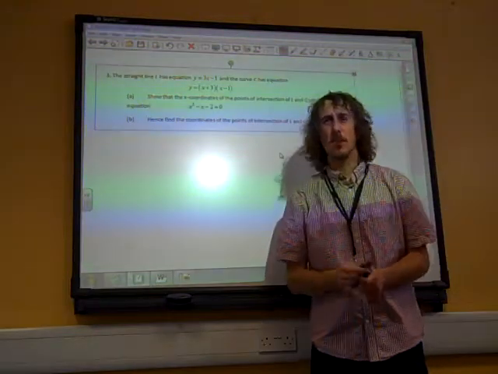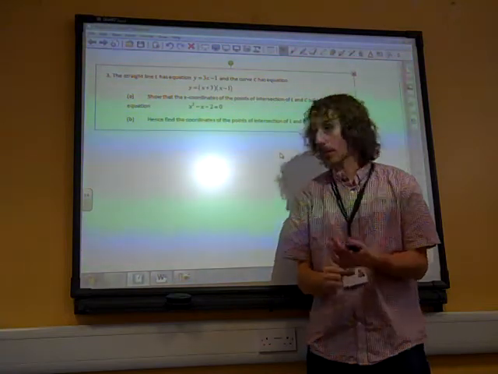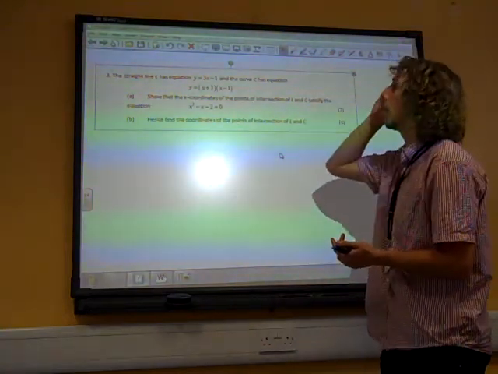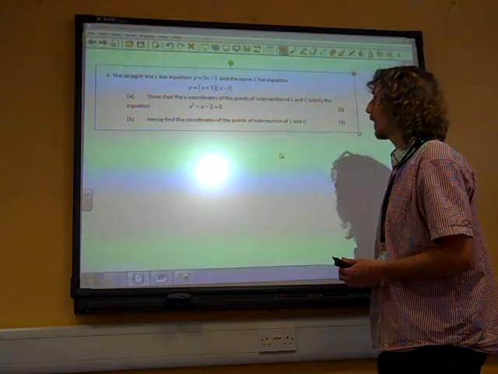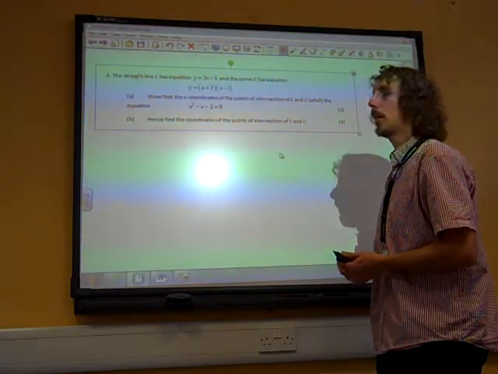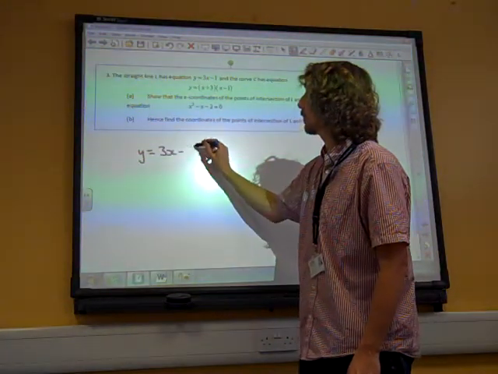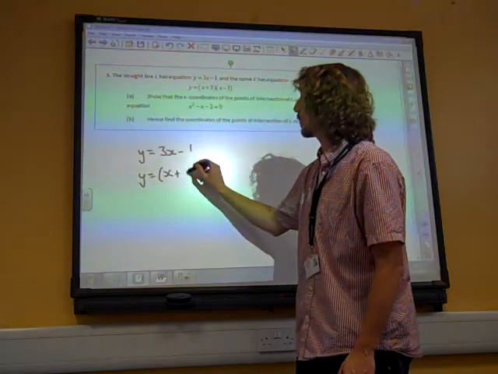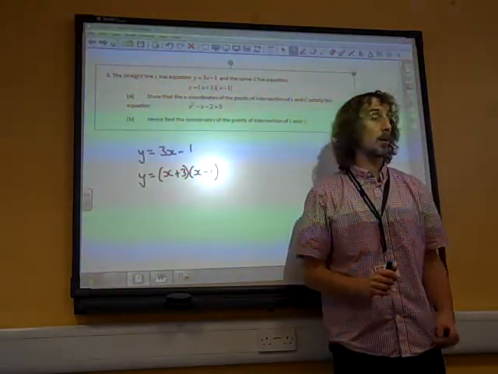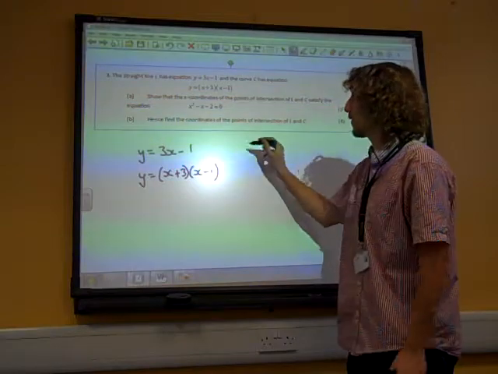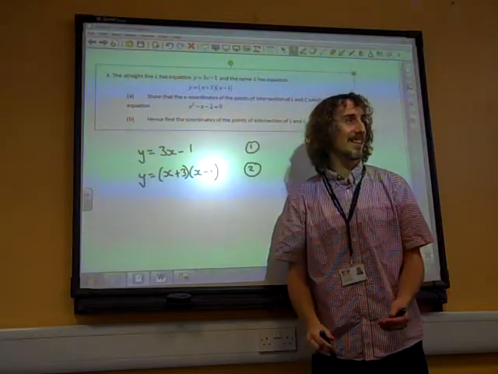This is just a slightly awkward way of presenting you with a simultaneous equations question. That's all that's going on here. The straight line has equation y is 3x minus 1, the curve equation there. Show that the x-coordinates of the points of intersection satisfy that equation. So it's just simultaneous equations. It's just saying one of the equations is y is 3x minus 1. The other one is y is x plus 3 times x minus 1. We need to somehow combine these together. We know how we do this. We take the linear equation, which is, let's number these, number 1 is the linear equation, and then we do a substitution into the other one.